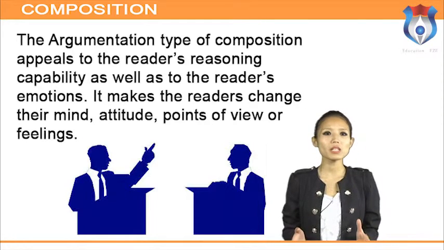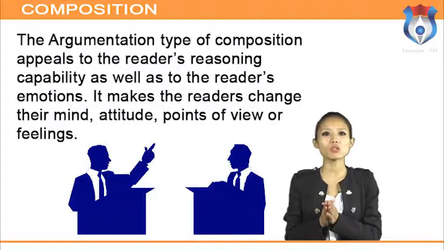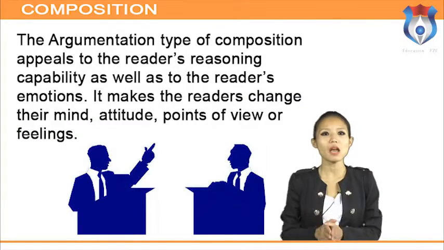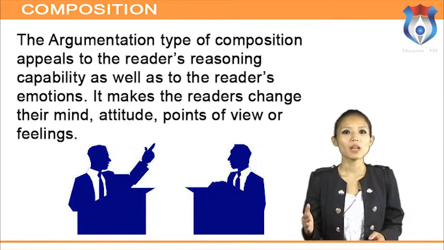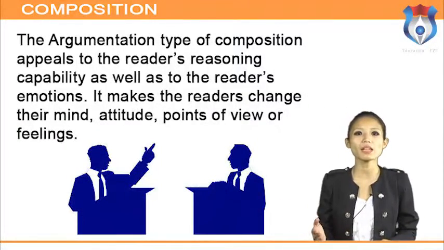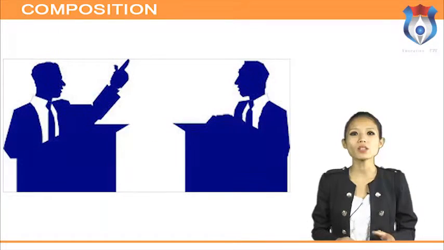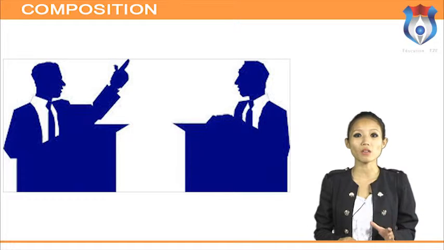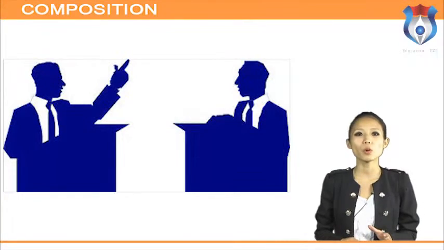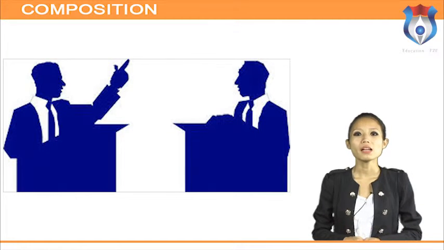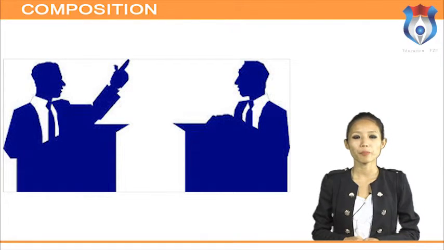Argumentation. The argumentation type of composition appeals to the reader's reasoning capability as well as the reader's emotion. It makes the readers change their mind, attitude, points of view, or feelings. Here, the writer tries to persuade the readers by giving an argument that will challenge their reasons with regard to their opinions and thoughts regarding a certain thing or idea.